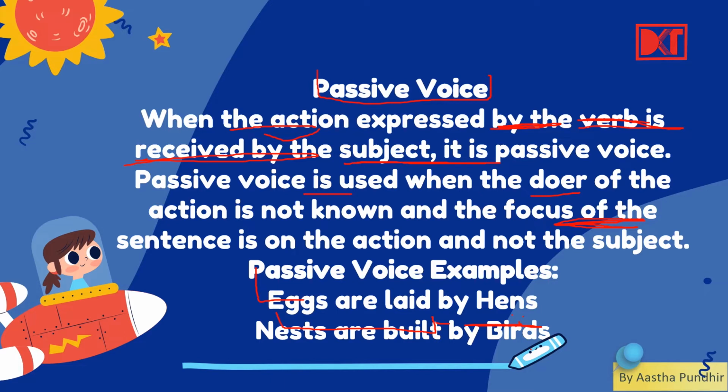Okay. Similarly, nests are built. This is an action. Who is performing this action? Birds. So what are the birds doing? They are performing the action. Sorry. They are receiving the action. Performing the action होता तो active voice हो जाता. So here, eggs are laid by hens, passive voice. Nests are built by birds, passive voice. Hens and birds जो हमारा subject है, what are they doing? They are receiving the action. All right. That is for the basic meaning of voice and active voice and passive voice. I hope you have understood.